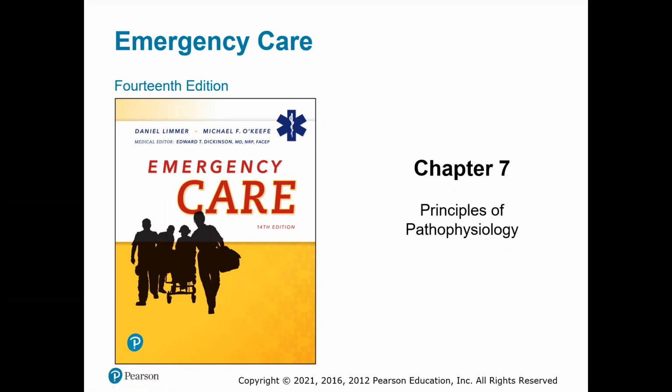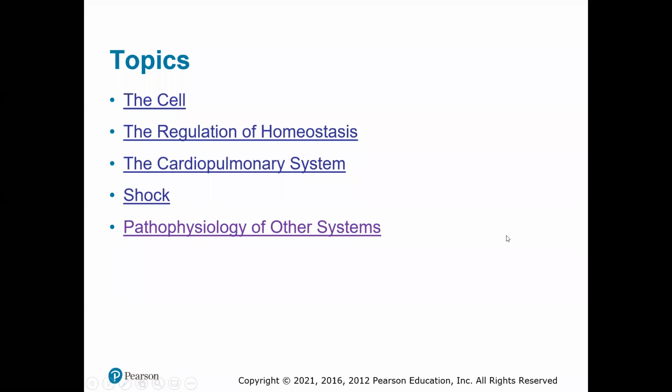Chapter 7, Principles of Pathophysiology. Topics we're going to cover. We're going to go over the cell. We're going to go over the regulation of homeostasis and what that means in EMS. We're going to cover the cardiopulmonary system, shock, and the pathophysiology of other systems.